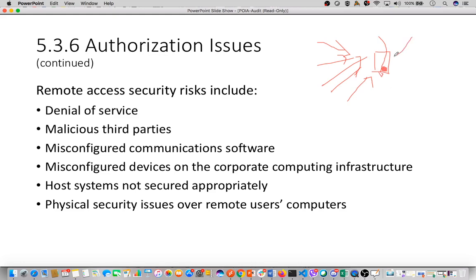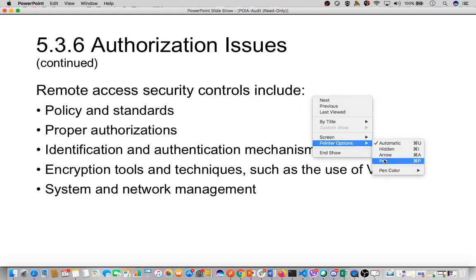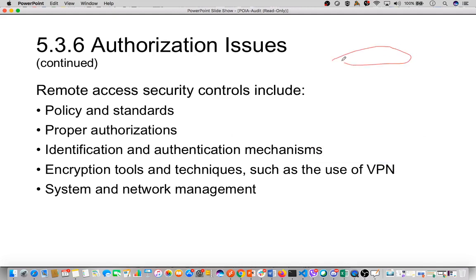If something like that happens, a lot of data can get opened up to many different people, which can be a critical problem. Physical security issues over remote users' computers, that's another one. And then remote access security controls include policies and plans. These are the things you have to start with, guys. Organization-wide you have to have policies, and then of course proper authorizations for who can come in, who can access your resources.